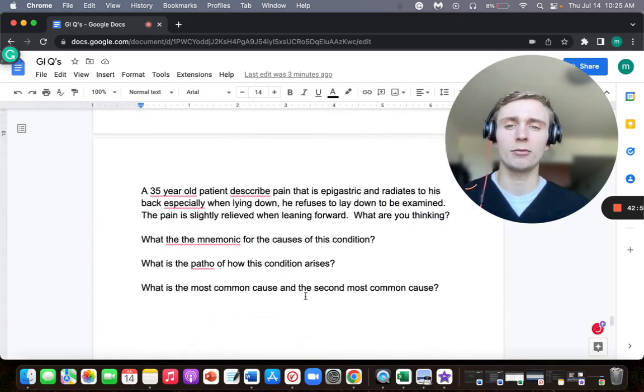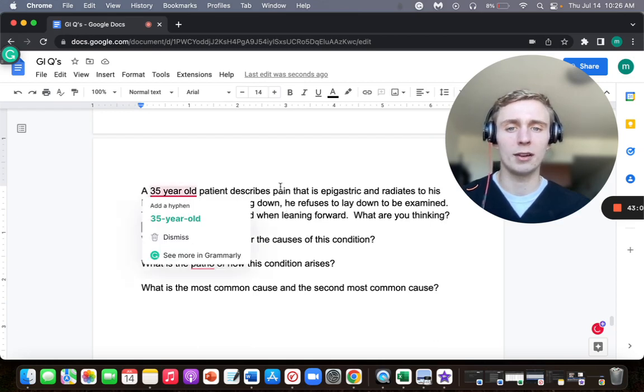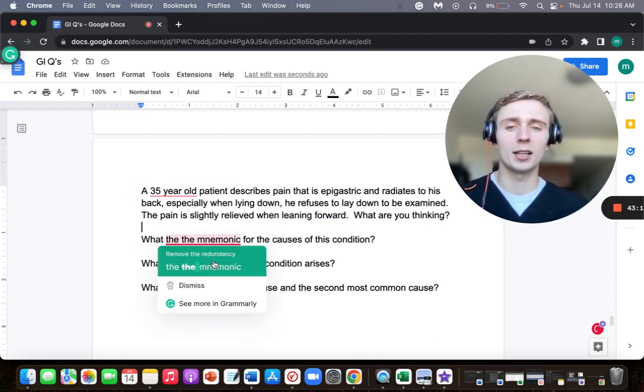Okay, next one. A 35-year-old patient describes pain that is epigastric and radiates to his back, especially when lying down. He refuses to lie down to be examined. The pain is slightly relieved when leaning forward. What are you thinking? Again, some classic physical exam findings here. 35-year-old patient, epigastric pain radiating to his back, especially when lying down, relieved when leaning forward.